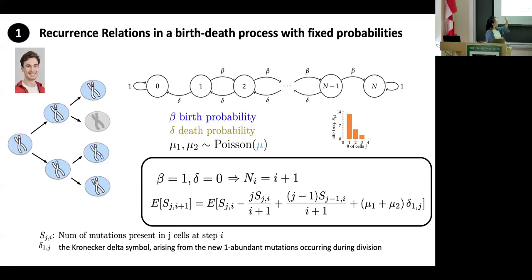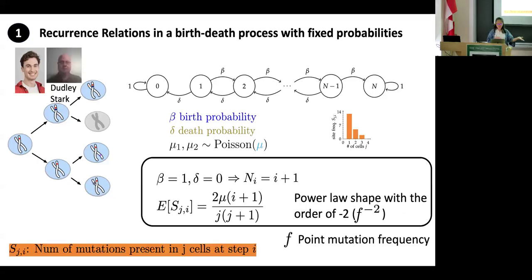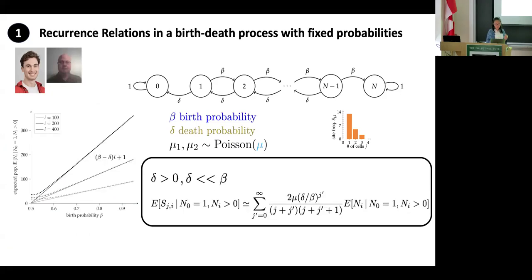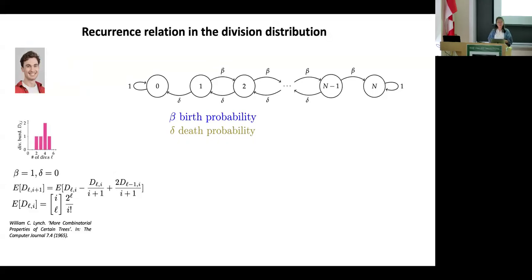Under the pure birth assumption, we can solve for the expectation of the site frequency distribution, which has this power-law shape, f to the -2. This result was also in the Kessler paper. Also, Yasmin has the same results, I think from a different angle. So it's a well-known result. What we could extend is, using approximation with the recurrence relations, the case where you have deaths but your population is growing, so your death rate is much smaller than beta, and what the distribution looks like. We can do the same thing for the division distribution.